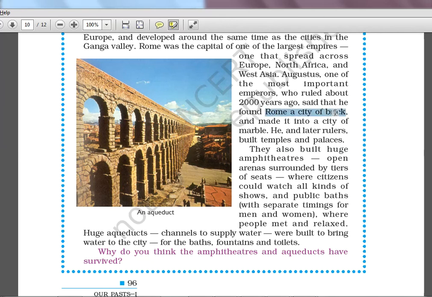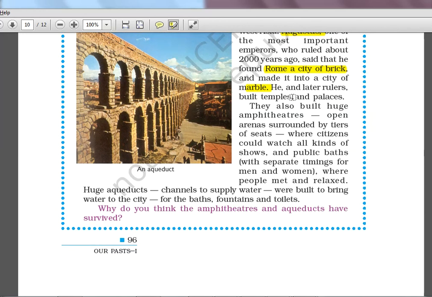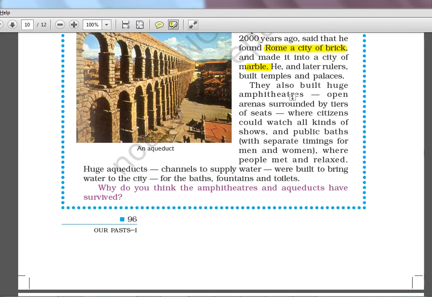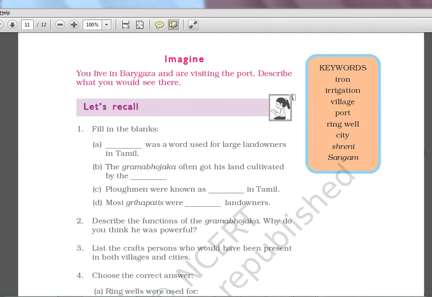Rome, a city of brick, was made a city of marble. Okay, they are telling how the transformation happened, by Augustus, one of the most important emperors of the time. Okay, Augustus, you would have heard stories or seen cartoons or movies about him. So that is about the entire chapter here.